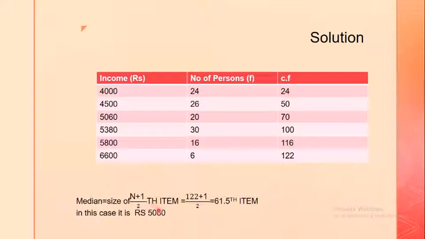We definitely know that capital N is the total number of frequency. Over here it is 122. Now 122 plus 1 divided by 2 is the 61.5th item. Now the 61.5th item is very much closer to 70 in the cumulative frequency. What is the corresponding income? Yes, it is 5060. So in this particular problem, the median is rupees 5060.